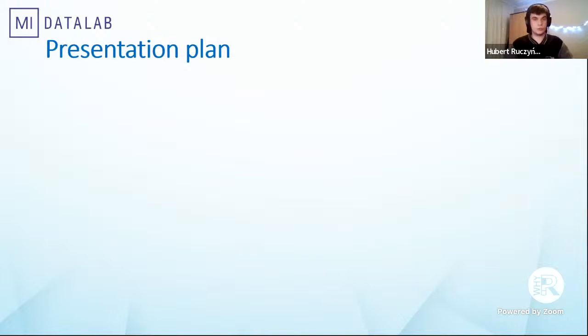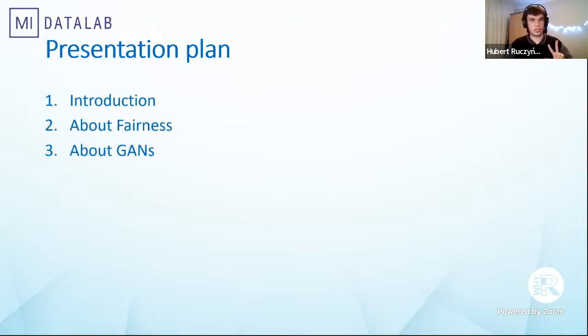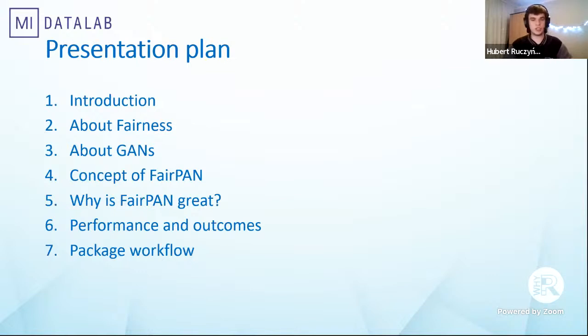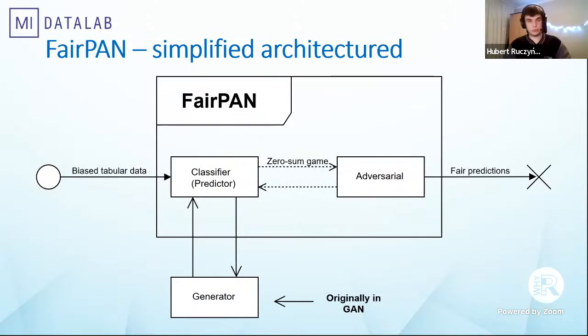Now I'd like to present to you the outline of this talk. At the very beginning, I'll make a short abstract-like introduction to this project. Later, I'm going to talk about two important subjects which you have to be familiar with before being introduced to FairPAN. The first one is the concept of fairness, followed by a simple example of it. And the second one is about GANs and an introduction to them. And after that, I'll talk about how FairPAN works and why it is so good. I'm also going to prove that point by performance visualization. In the end, I'll talk a bit about the FairPAN package and its workflow. So now, without any further ado, let's get to the main topic.